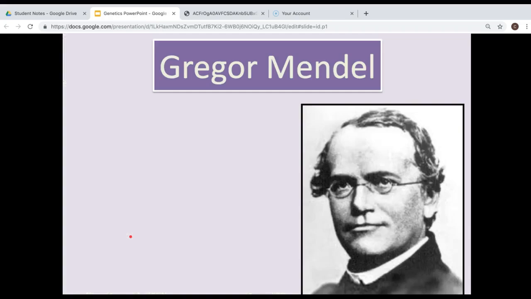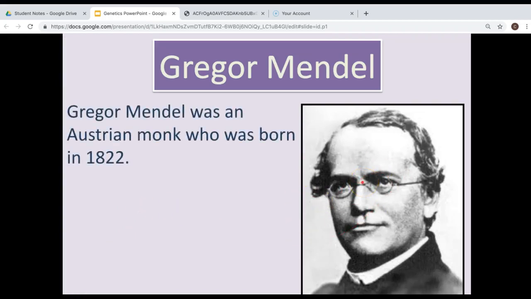All right, so this guy is known as the father of genetics. His name is Gregor Mendel. He was an Austrian monk. Austrian, not Australia. Born in 1822. So go ahead and write this down for number 1. 1822. Guys, that's not too long ago.